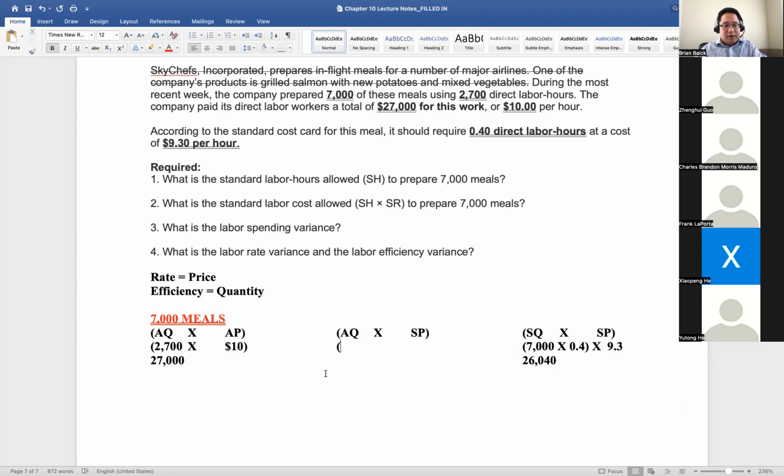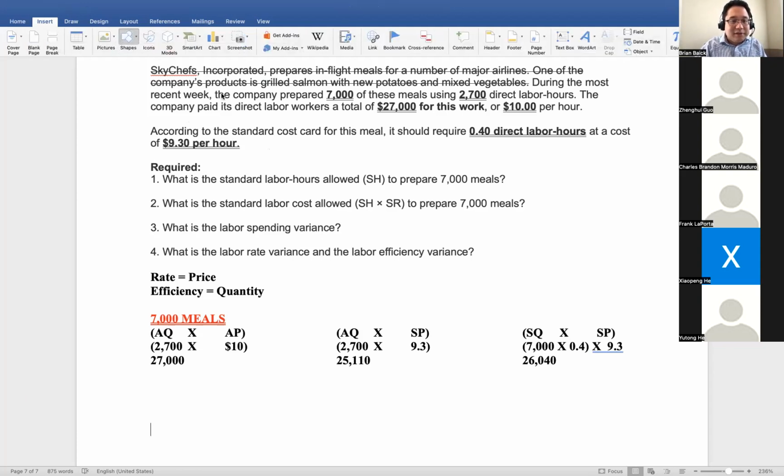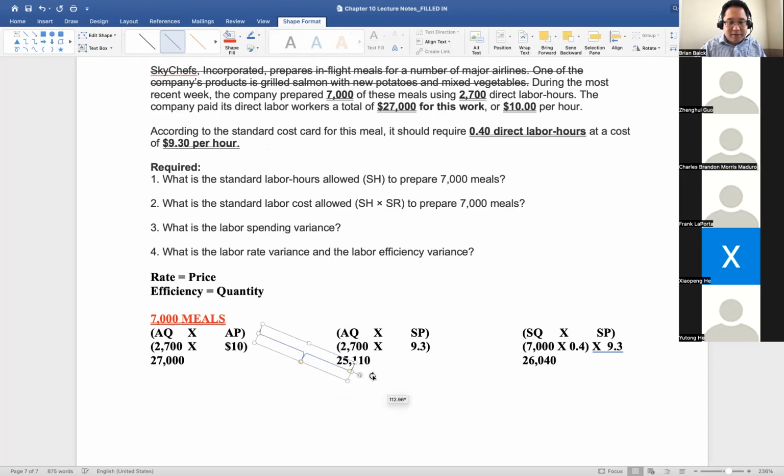That is a good indication of whether you're on the right track or not. Okay, let's do the middle part here. The middle part, AQ is 2,700, SP is 9.3. So the middle part we get 25,110. Anybody have any questions on how we did this part here? Okay, and then comes my favorite part again. We're going to figure out the variances. So we're going to figure out the variance between the first number and the second number.